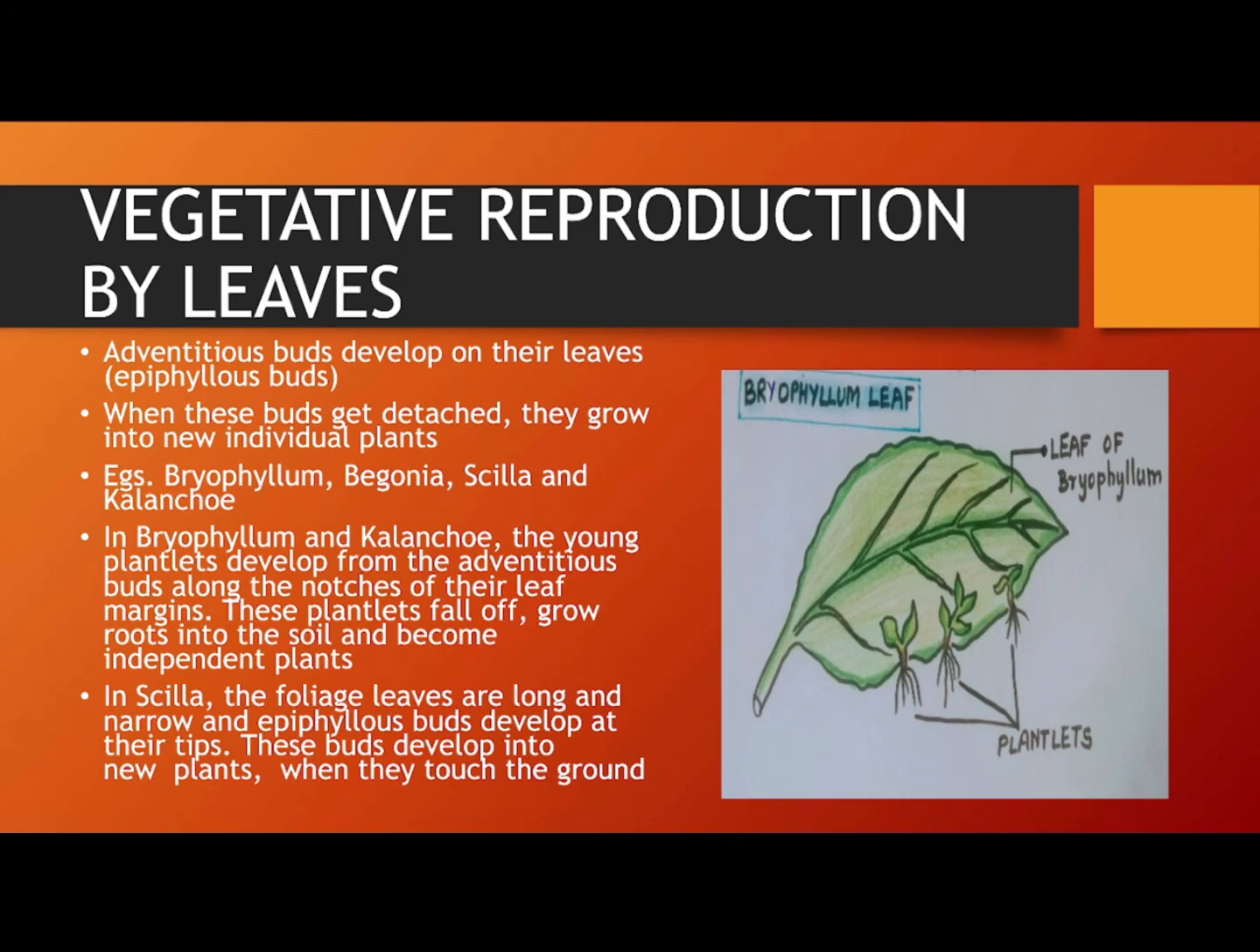In Scilla, the foliage leaves, that is the green leaves, are very long and narrow, and epiphyllous buds develop at the tip of these leaves. These buds develop into new plants only when these leaves touch the ground.